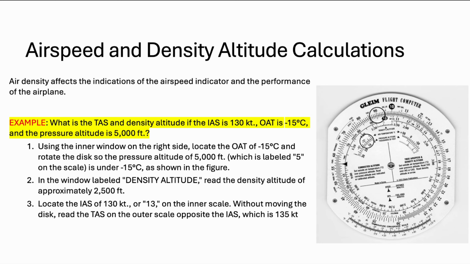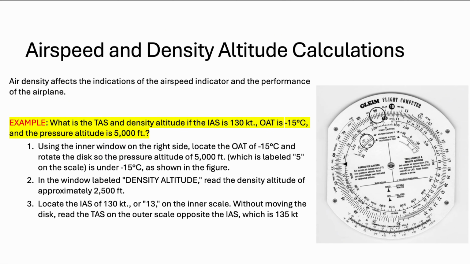All right, save the best for last. Everybody's least favorite is airspeed calculations, as well as figuring out density altitude. This one might take a little bit of repetition, so take your time, practice a few examples. If you need extra help, I can walk around and help you guys out with this one. It's asking what is the true airspeed and density altitude if the indicated airspeed is 130 knots, OAT, which is outside air temperature, is negative 15 degrees Celsius, and the pressure altitude is 5,000 feet.